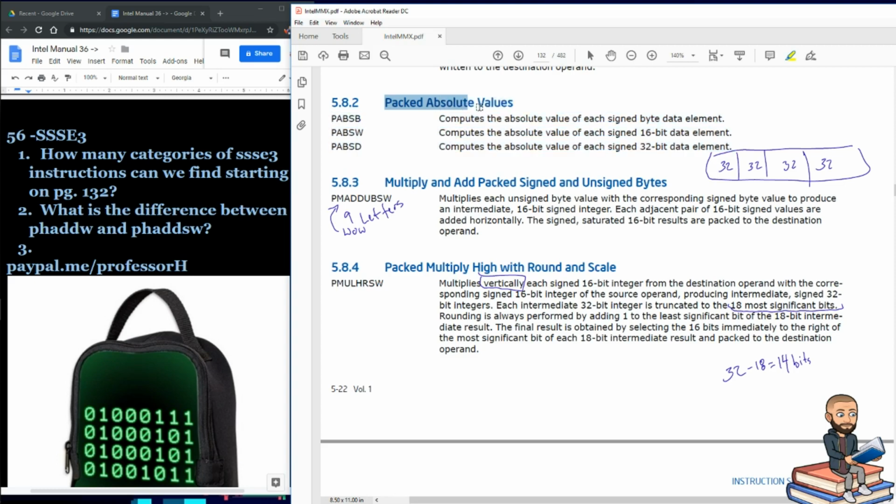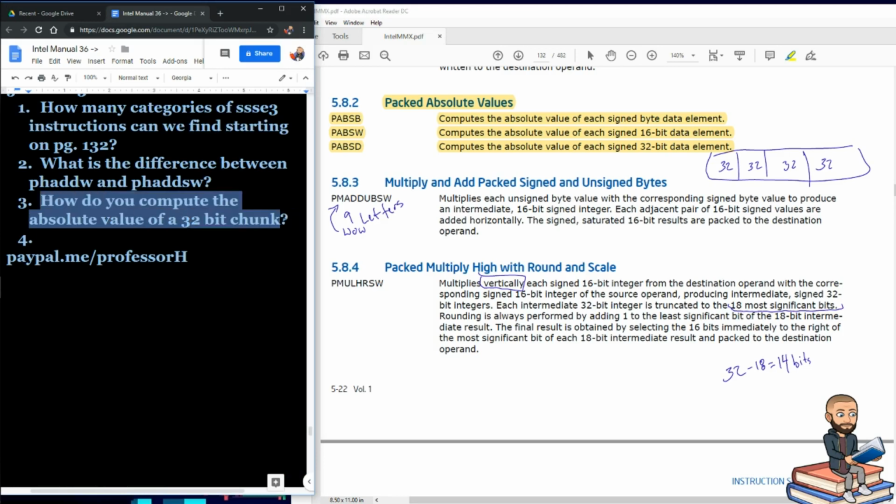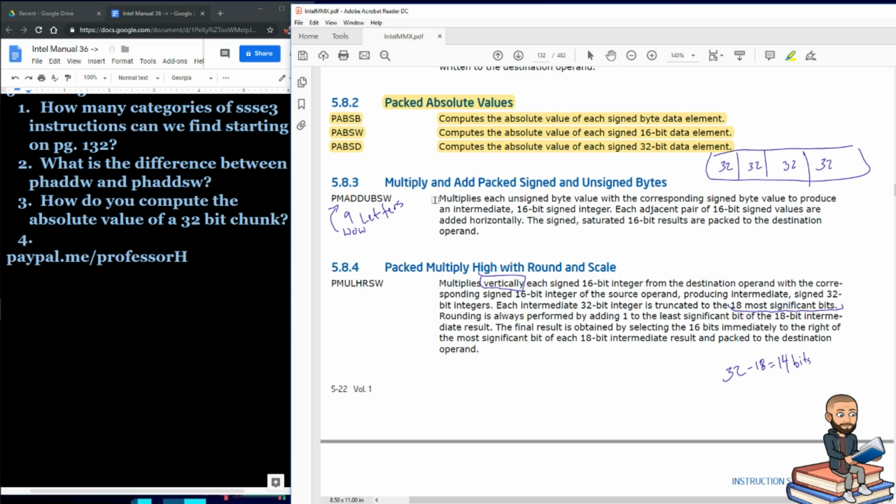And if you thought that was easy, this next section is even easier. It computes the absolute value of each signed byte data element. And then, instead of just a byte, the next instruction deals with a 16-bit data element, and then a 32-bit data element. Now we only have one instruction for multiply and add packed signed unsigned bytes. I counted up those letters, there are 9 of them, so that's quite a bit. This will multiply each unsigned byte value with the corresponding signed byte value to produce an intermediate 16-bit signed integer. Each adjacent pair of 16-bit signed values are added horizontally. The signed saturated 16-bit results are packed to the destination operand.